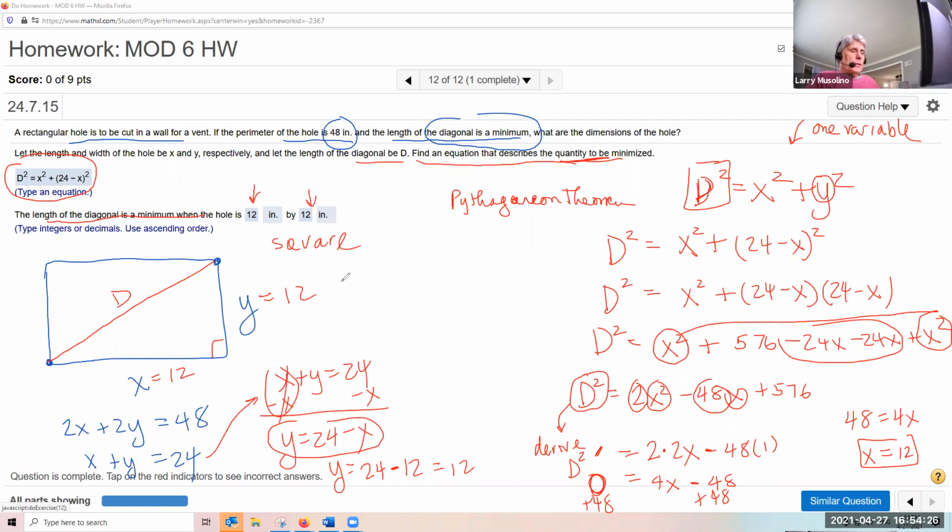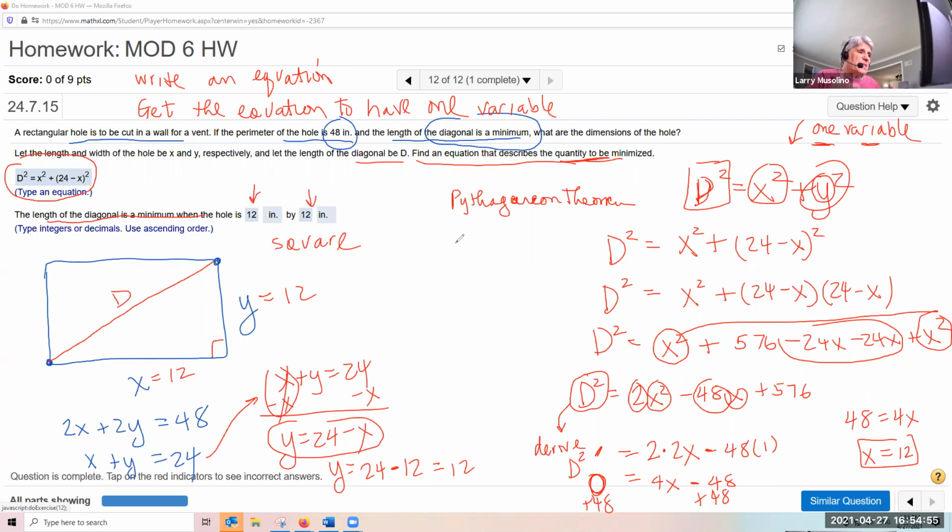Okay, so folks, for these kinds of problems, what you do is write an equation for the quantity to be maximized or minimized. But you want the equation to have only one variable. Get the equation to have only one letter in it. You don't want x and y in the equation. You only want x or y.